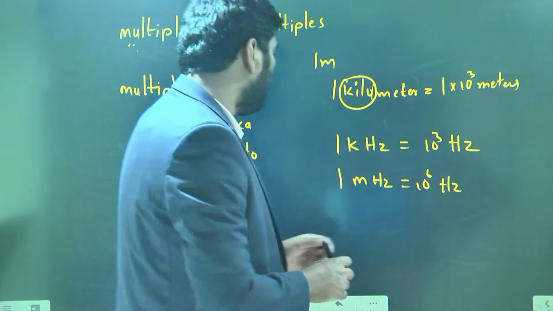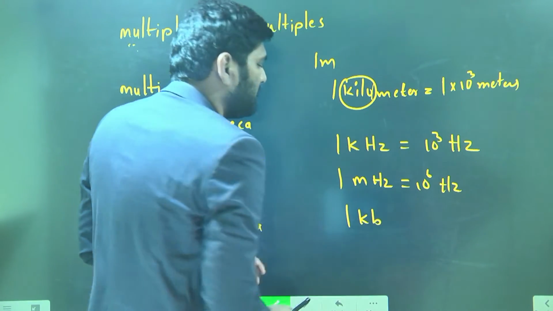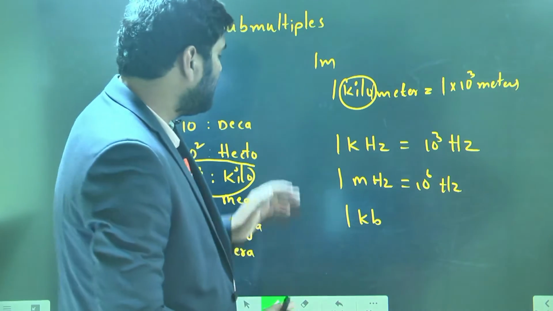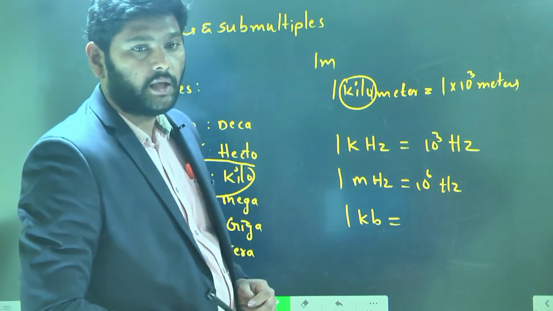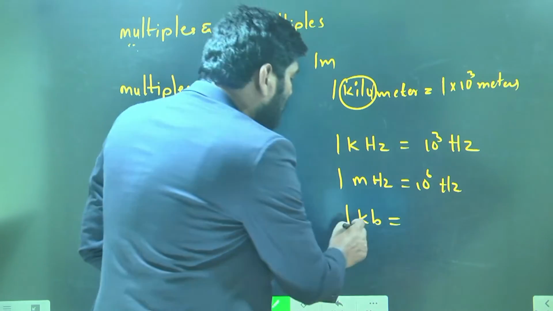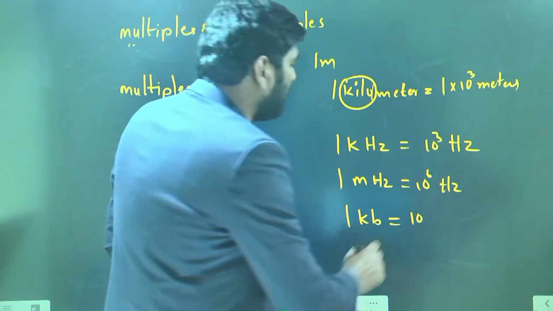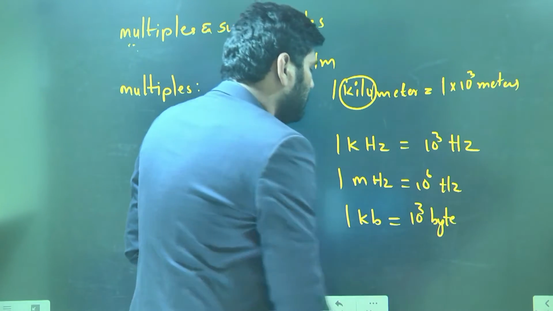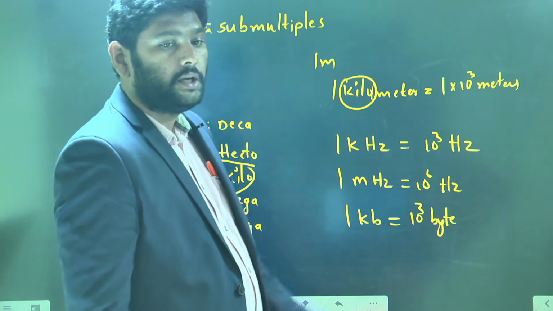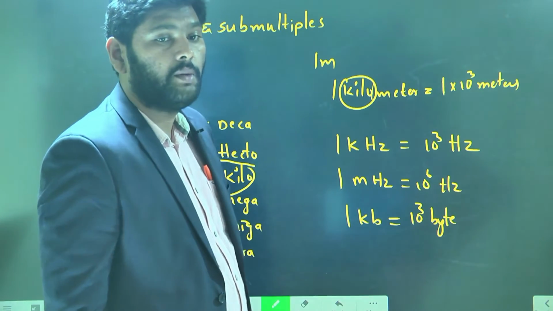You know 1 KB. What is meant by 1 KB? The 1 KB is nothing but 1 kilobyte. Here K stands for kilo. That kilo represents 10 power 3 bytes, which means 1 KB means 10 power 3 bytes. This is the way it is used for memory.